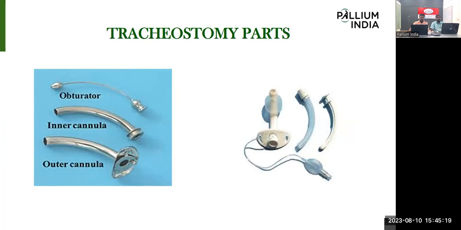Here, the first picture is showing a steel type only. The second one is a Portex type. Whether steel type or Portex type, there are three parts: the outer cannula or outer tube, the inner cannula or inner tube, and the obturator.